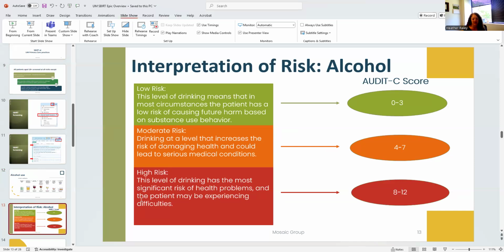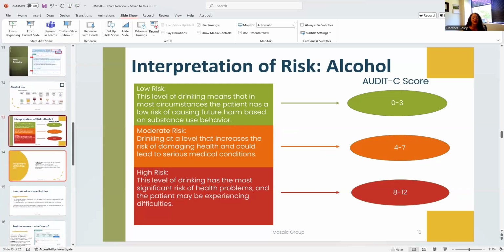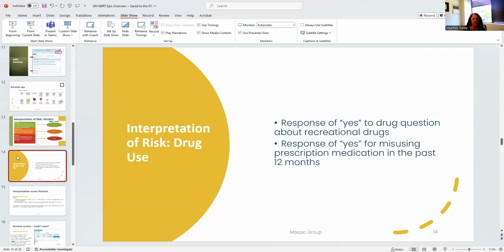For males, 4 or above is positive. Scores of 4, 5, 6, and 7 indicate moderate risk. So not high risk, but their drinking is still at a level where it could increase the risk of damaging health conditions or lead to serious medical or mental health conditions. Of course, an 8 to 12 is considered high risk, where the patient is very likely experiencing some type of medical or psychiatric issues related to their alcohol use and/or social problems.